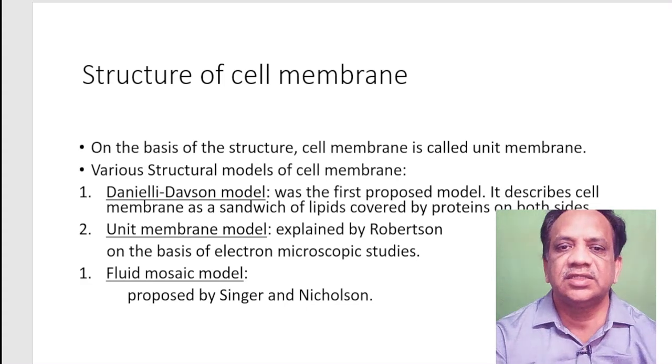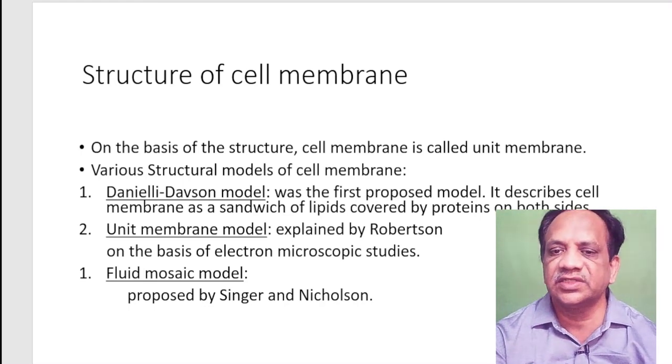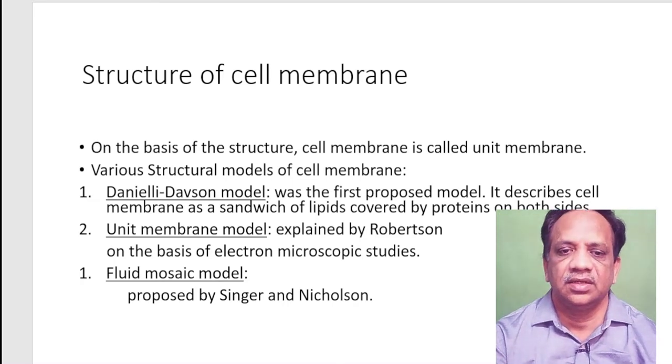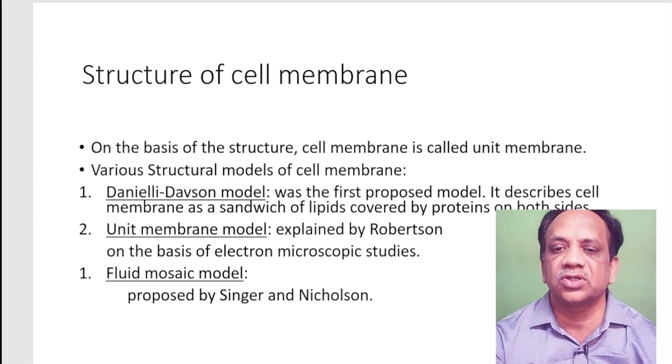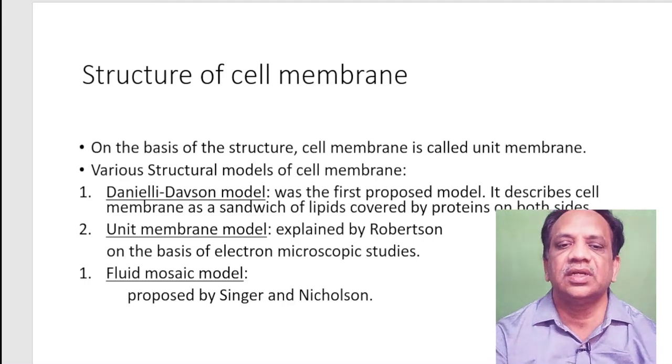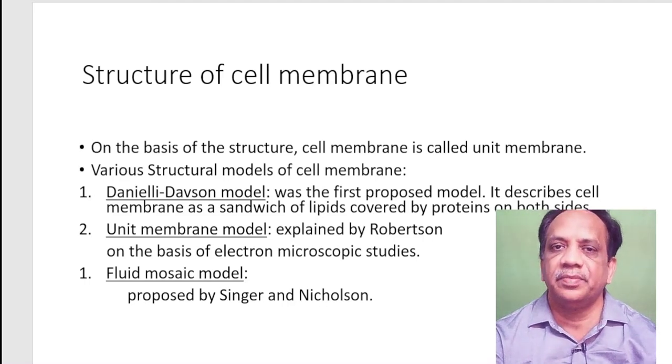If we see the structure of the cell membrane, on the basis of structure, the cell membrane is called a unit membrane. Various scientists described various structural models of the cell membrane, out of which the Danielli-Davson model is the first proposed model, and it described the cell membrane as a sandwich of lipids covered by proteins on both sides. The unit membrane model was explained by Robertson on the basis of electron microscopic studies, and another one is the fluid mosaic model, proposed by Singer and Nicolson. This model is more acceptable to many.